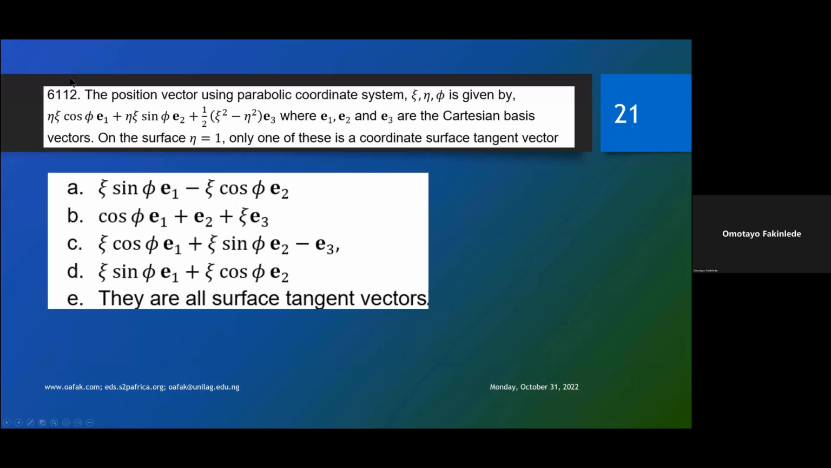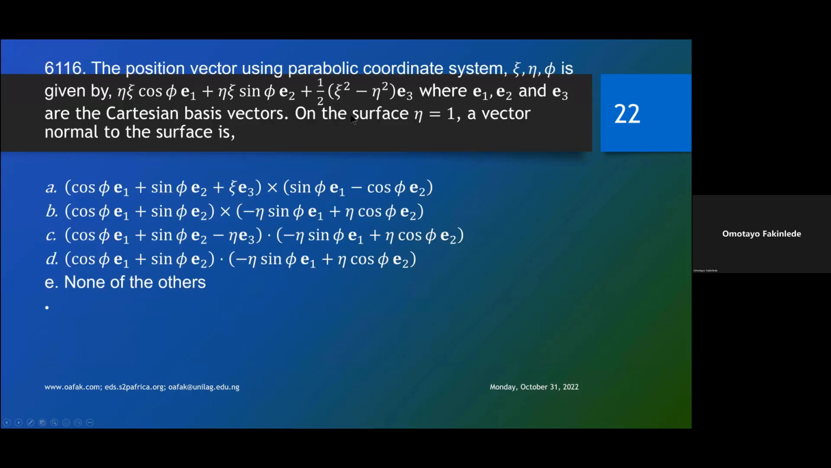And lastly, you have the position vector using parabolic coordinates, and then on the surface, eta is equal to 1. A vector normal to the surface is this one. This is a vector normal to the surface because this and this are tangent vectors. Taking the cross product of them will give you a vector normal to the surface.